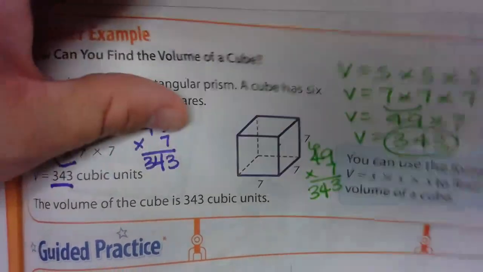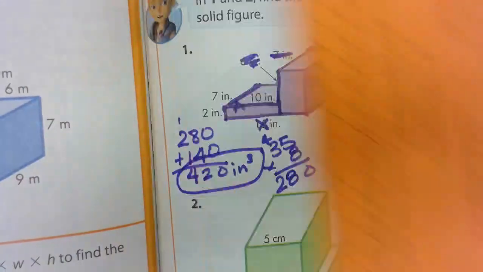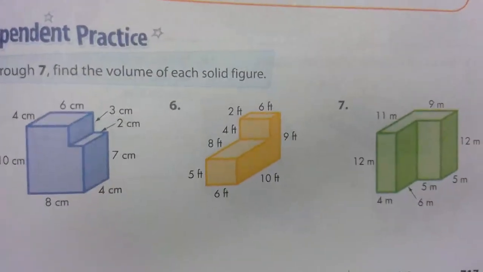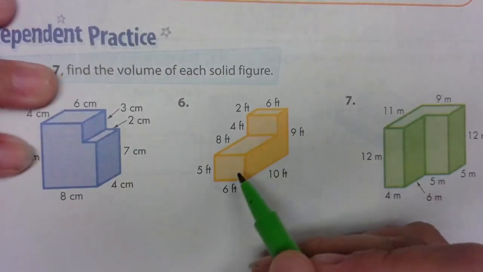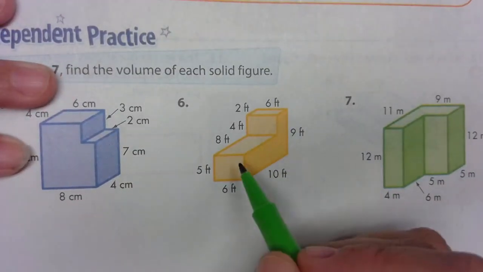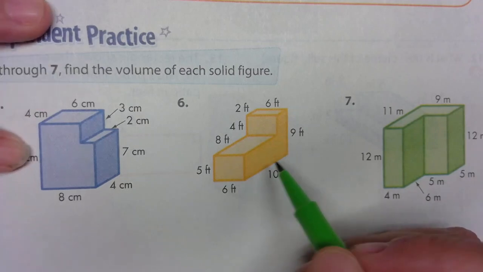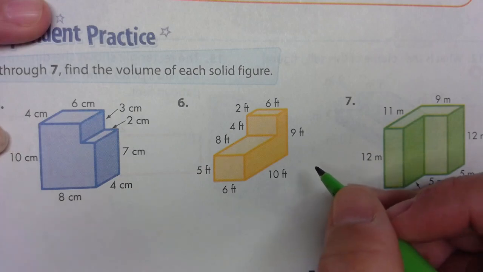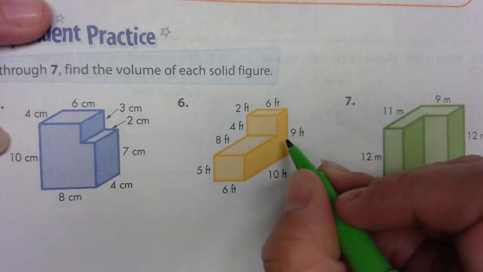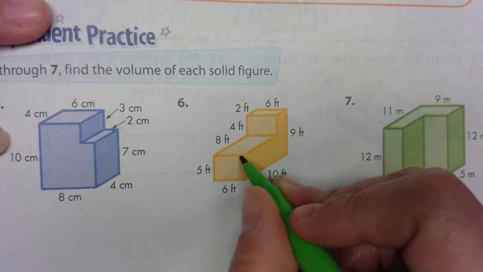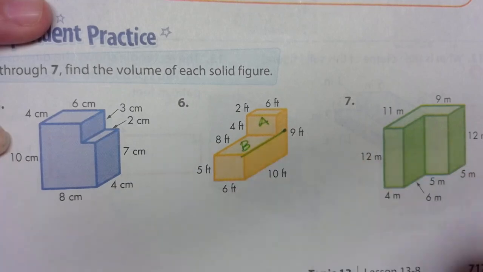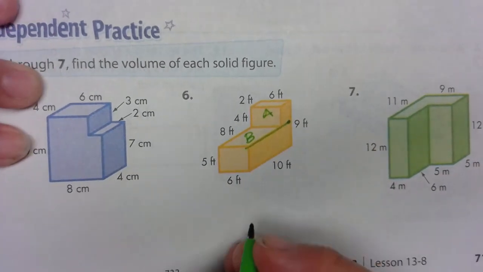Then we also talked about how to find the volume of irregular shapes. For example, let's do this one, number 6. If we have this one, we see that this is not a regular rectangular prism, so we're going to make it into a regular rectangular prism. I think I'm going to cut it off maybe right here like that, and this will be shape A, and this will be shape B. 2 different shapes so that I can find the volume of each one.